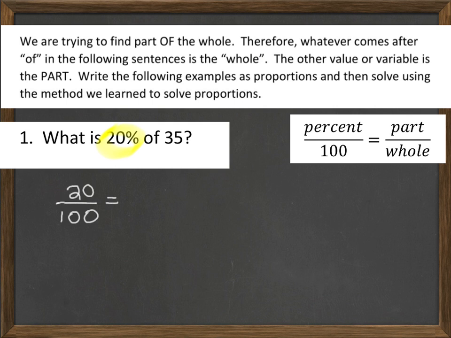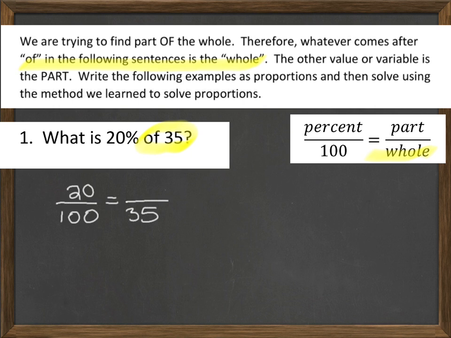So we're only given one other piece of information, which is this 35. Either the 35 goes upstairs, or the 35 goes downstairs, and we have to figure out where it goes. So remember, I gave you a big clue up here. It says whatever comes after "of" is the whole. So after you express your percent as a fraction, the next thing you can do is look for the word "of" and say, okay, whatever comes after the word "of" is going to be the whole. In other words, it's going to be the denominator of my fraction. So 35 is going to go downstairs.